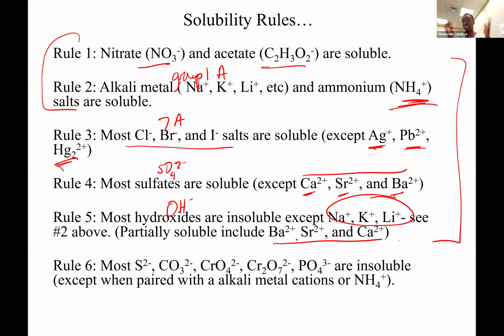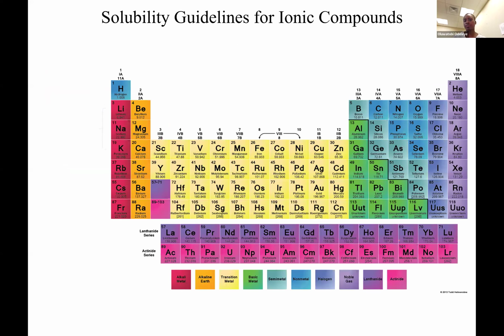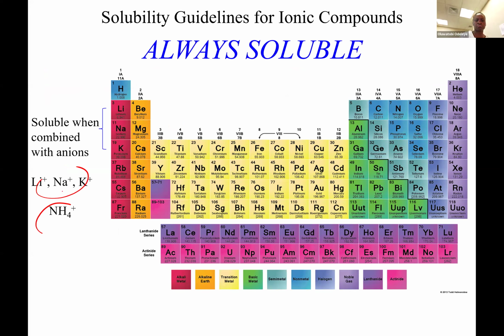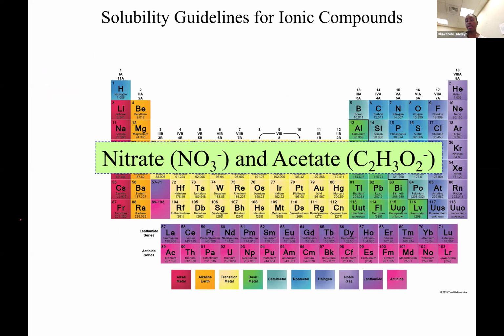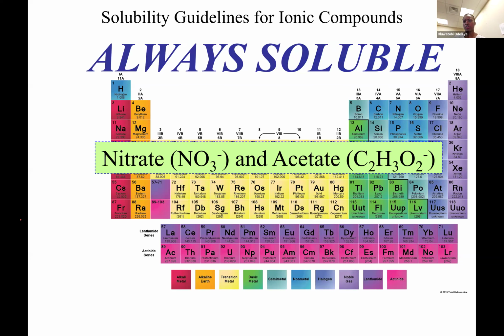Okay? Technically, we're done. But I'm going to go a little bit further and talk through these ideas. Group 1 elements and ammonium, always soluble. No exceptions. Next, nitrate and acetate, when those combine with compounds, we have them as always soluble as well. No exceptions.